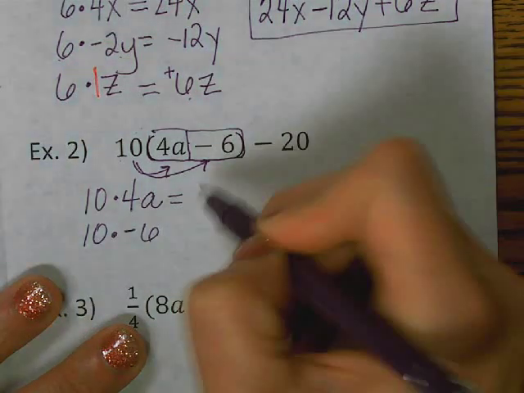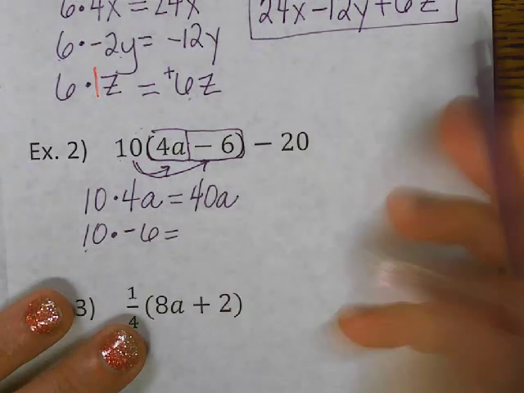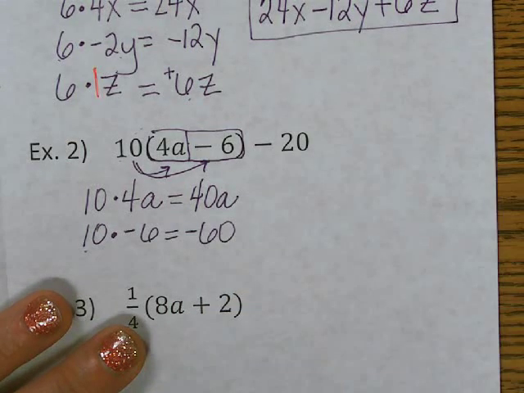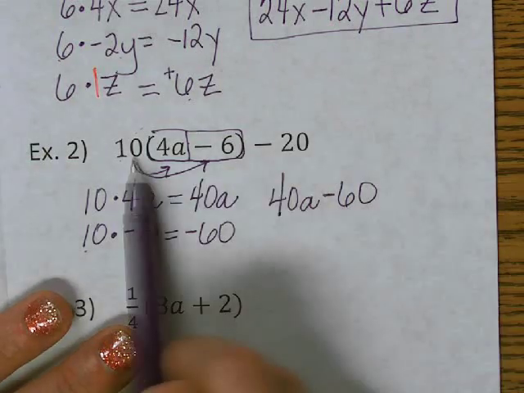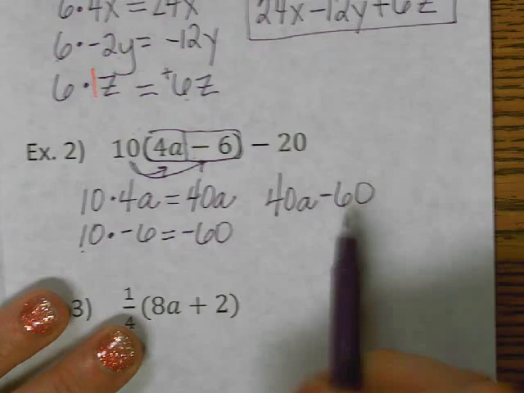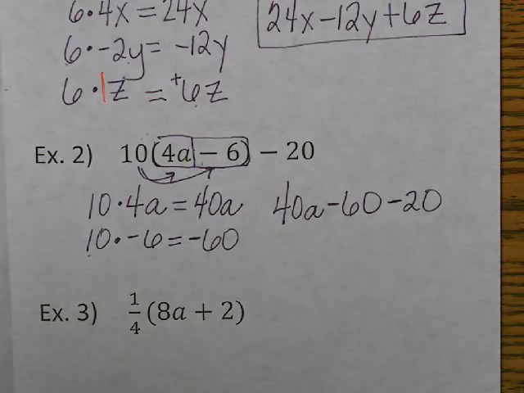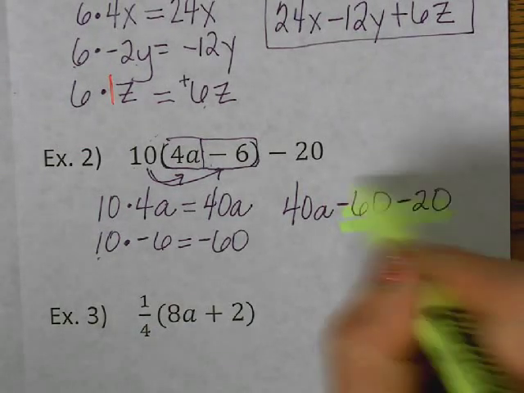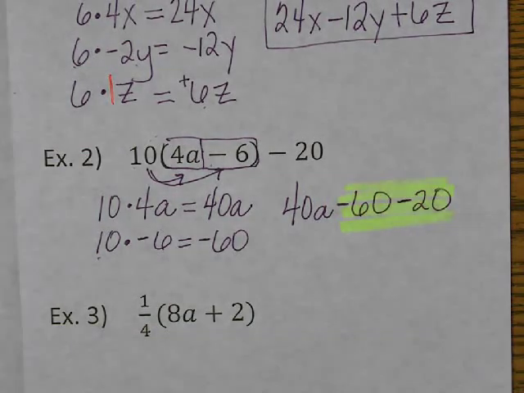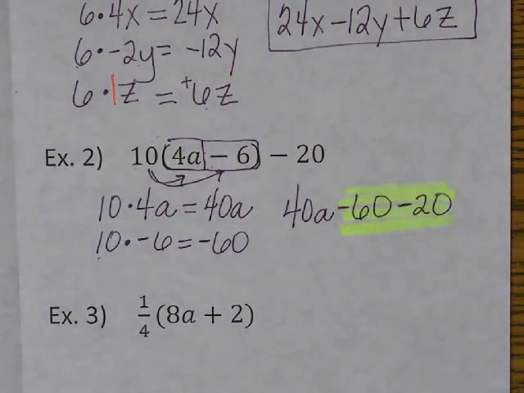10 times 4a is 40a. 10 times negative 6 is negative 60. So this is 40a minus 60, but that's just for this part. Then I also have minus 20. Now, in this case, we have 2 terms that are constants, okay? Negative 60 and negative 20 do not have letters next to them, so we have to combine them together.